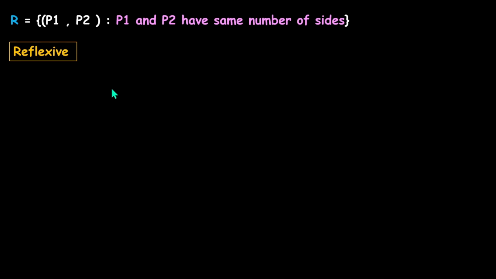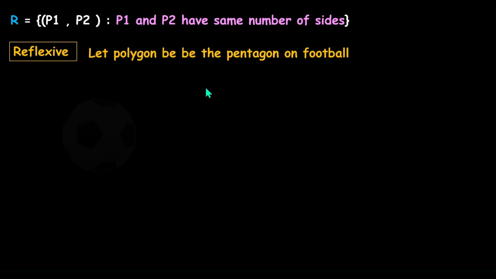So for reflexive, let's take the polygons. I'm a fan of football. So the polygon that I'm going to consider is the pentagon, the five-sided pentagon that is there on footballs.